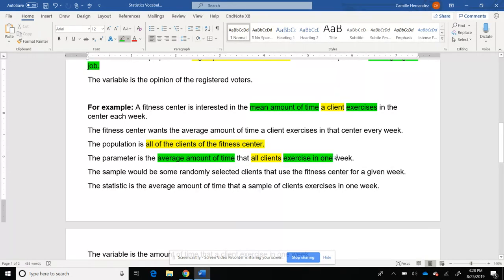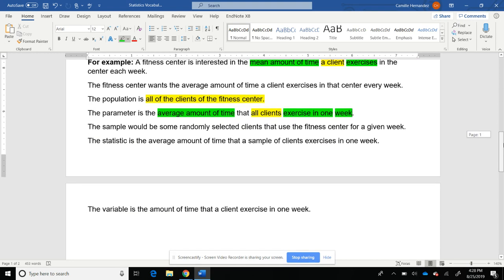Excuse me. Let me get that down. Okay. So again, up here, we talked about 1 week, and here we're talking about 1 week again. So remember, the who is all the clients of the fitness center. So I've taken it here for the population, and it's here in the parameter. But remember, that parameter is that characteristic. So I want to know the average amount of time everybody, all the clients exercise in 1 week.